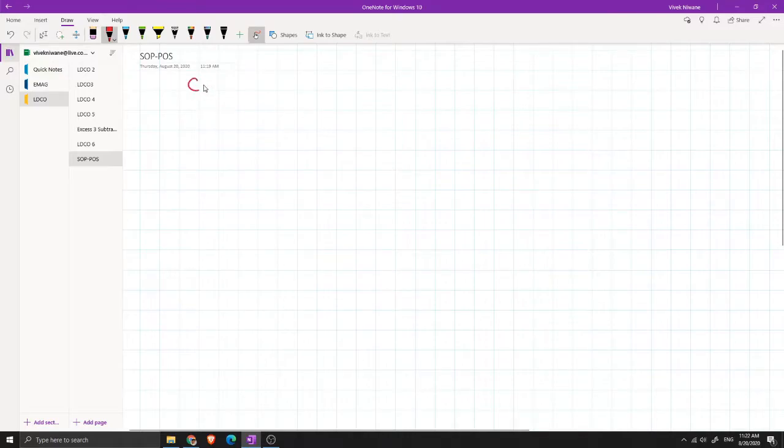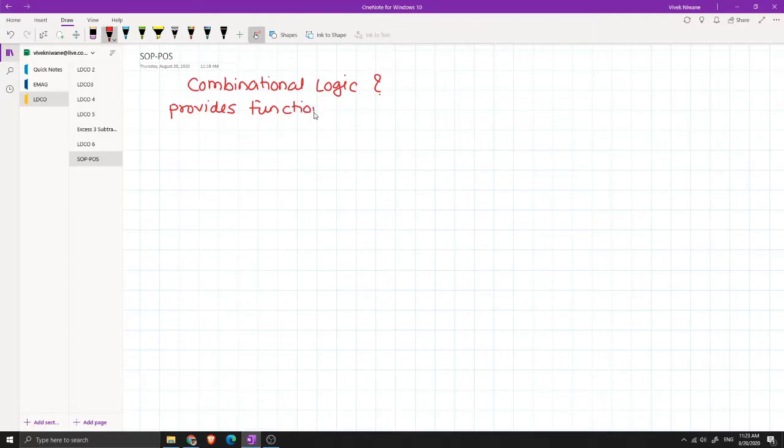This session talks about combinational logic. What does combinational logic mean? It provides functionality using gates or different ICs. What do you mean by gates and what do you mean by ICs?